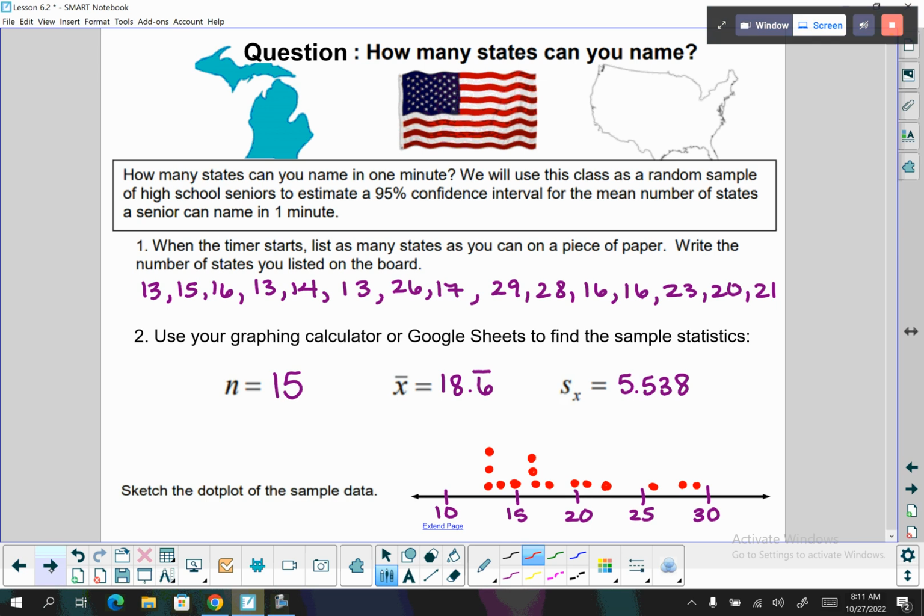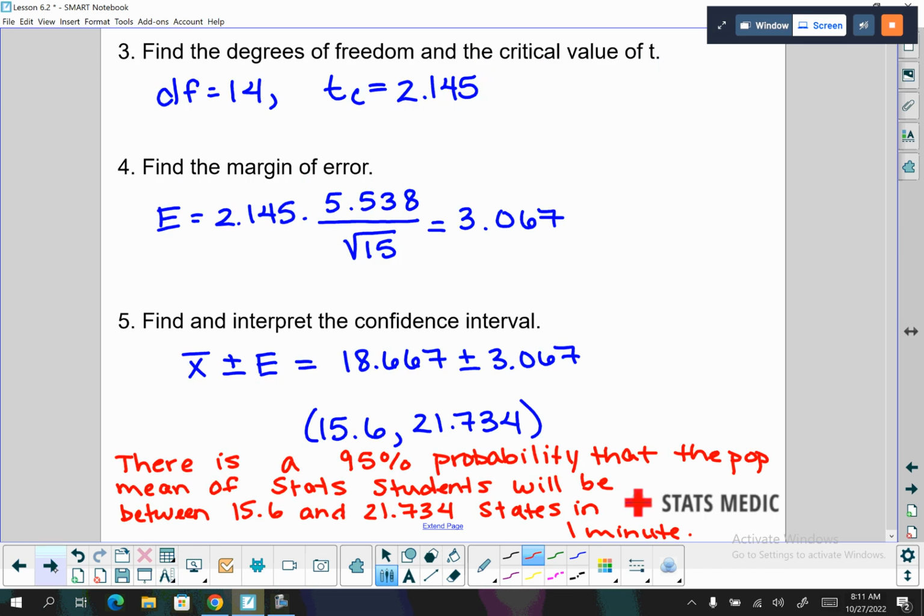All right, and then on the other side, degrees of freedom you should have is 14. Critical value of t, 2.145. Multiply that by standard deviation over square root of n. Margin of error is 3.067. Add and subtract that to my sample mean. I just used 3 decimal places there. I get 15.6 to 21.734. There's a 95% probability that the population mean of stat students will be between 15.6 and 21.734 states that they can name in 1 minute.